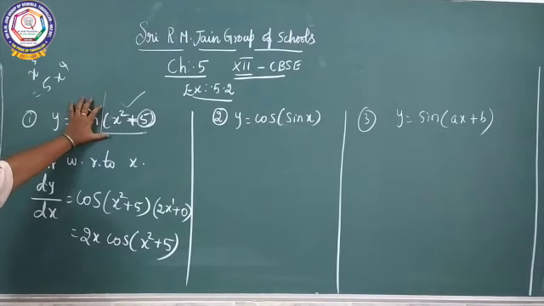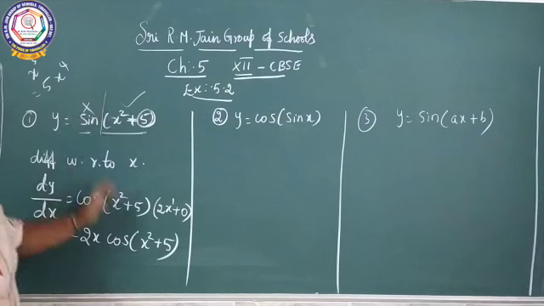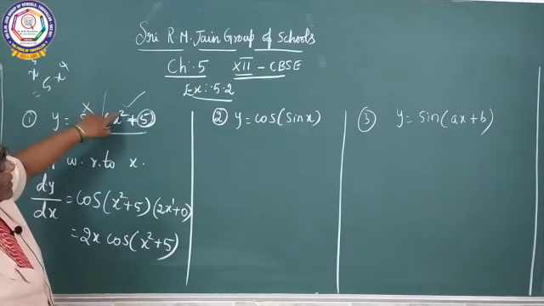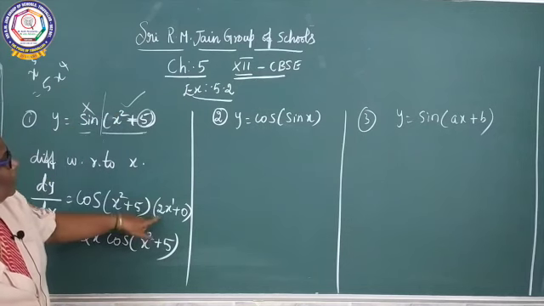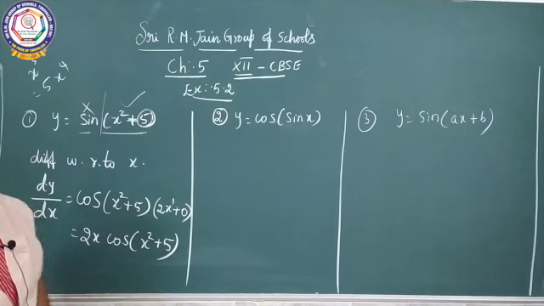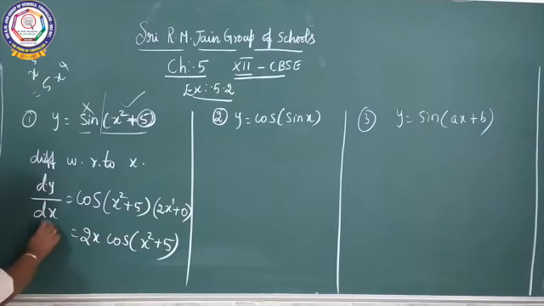What is the differentiation of x square? N into x power n minus 1, or you will write the power down and you reduce the power by 1. 2 minus 1 is 1, so 2x power 1. This is a constant term, so plus 0. So dy by dx equal to 2x cos of x square plus 5.